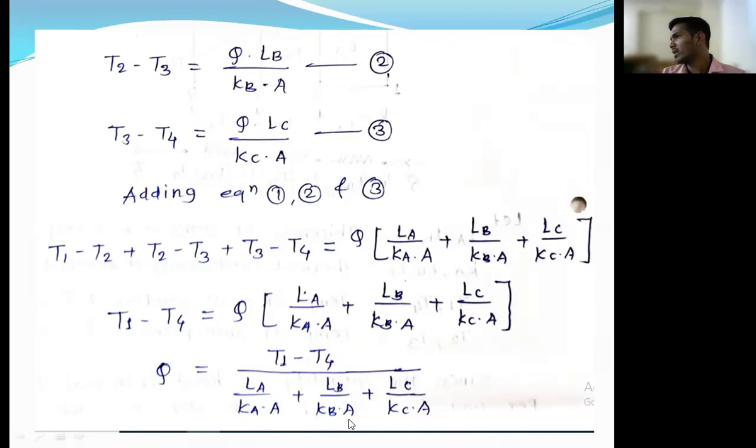Then LB divided by KB into A. This is the thermal resistance of plate B. So whatever the number of plates are there, according to that we have to write down the thermal resistance. Now tell me, if n number of plates are there, what is the change in this equation? If there are n plates, what change will happen in the equation?